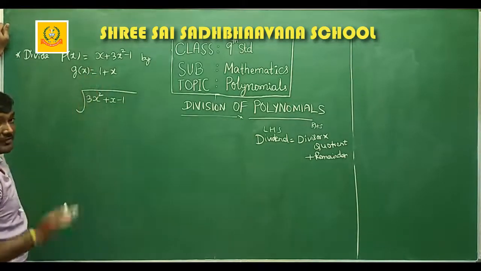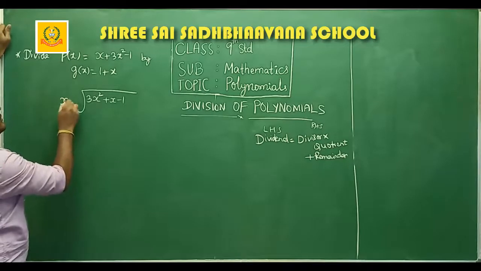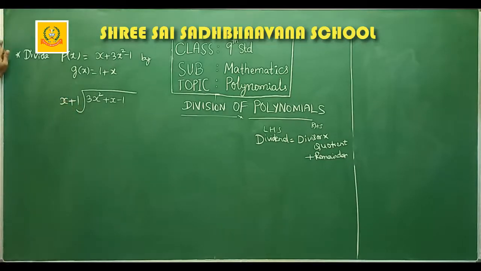Now G of x also you have to write in order, x plus 1. They have given 1 plus x. Doesn't matter, a plus b can be written as b plus a. 2 plus 3 can be written as 3 plus 2. Similarly, you can write 1 plus x as x plus 1. There is nothing wrong in that. We are just changing the order, because we need to arrange the terms in proper order. That is the important thing.